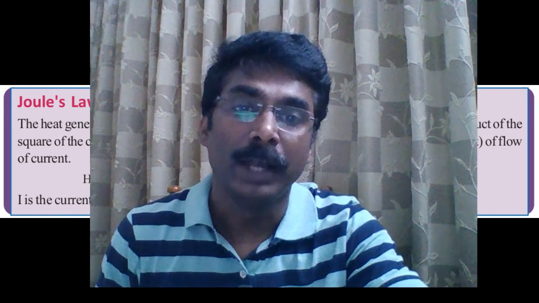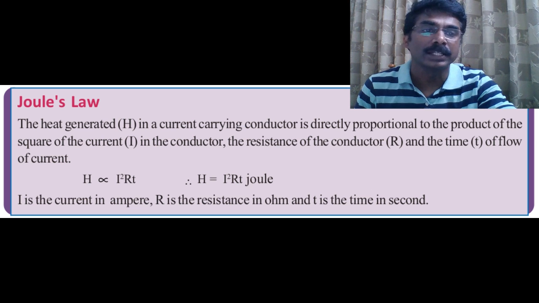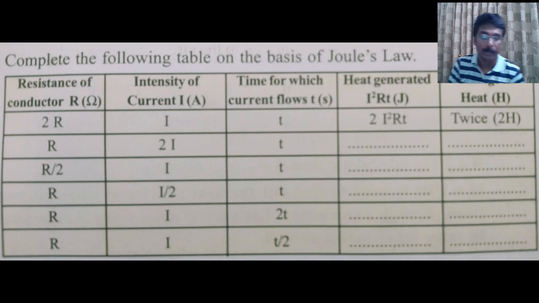Now we can define Joule's law as: the heat generated in a current carrying conductor is directly proportional to the product of the square of the current through the conductor, the resistance of the conducting wire and the time of flow of the current. Now we can complete the table given.